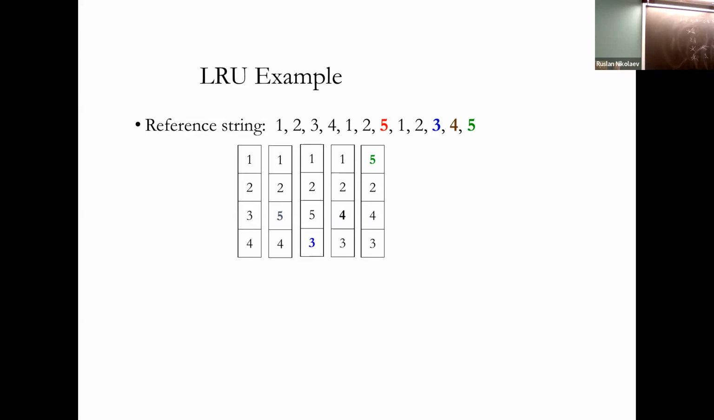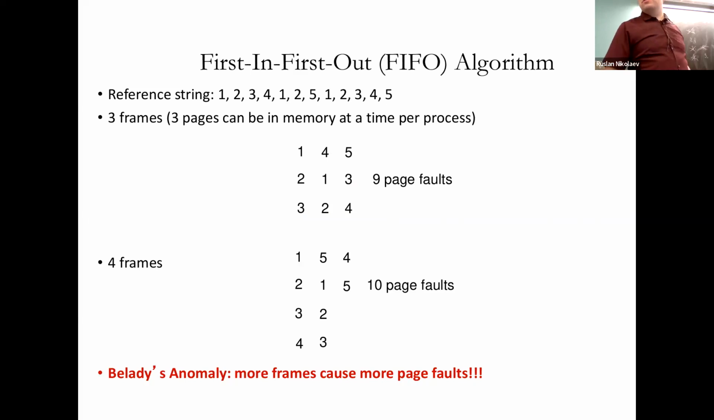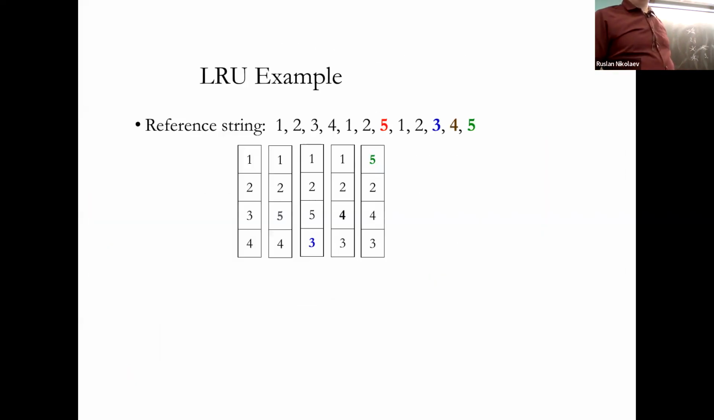So that's the result that we got, right? 5, 2, 4, 3. So how many page faults do we have? We had 4 initial page faults, then 5, 6, 7, 8. 8 page faults. So let's compare it to 5. What we had was 9 page faults and 10 page faults. So it's better than 5, but it's worse than the optimal algorithm. At least it's better than 5 already. Does that make sense?